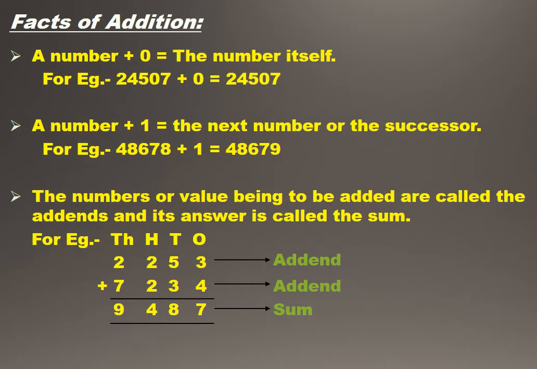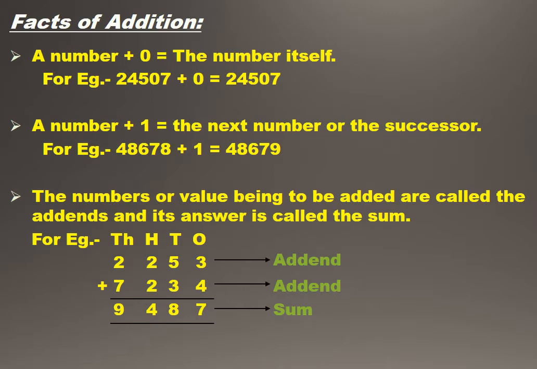Hope you understand the activity clearly and it will help you to understand the concept of addition. It's very simple. The rule of addition is so simple. First we add ones, then tens, then hundreds, then thousands and so on for more digits. Clear? Now further we move and we will start with the facts of addition, meaning properties of addition.